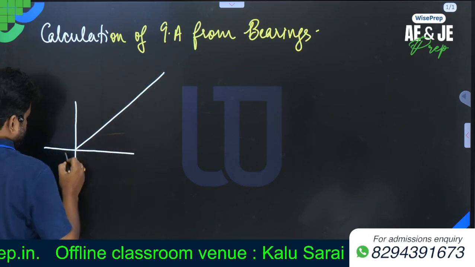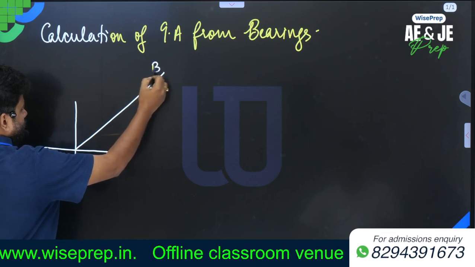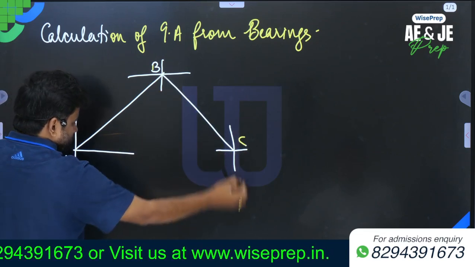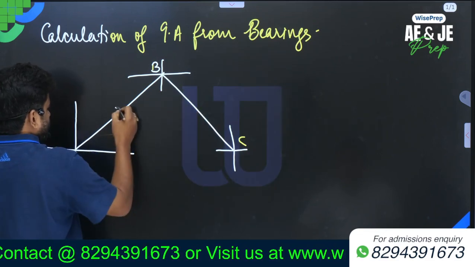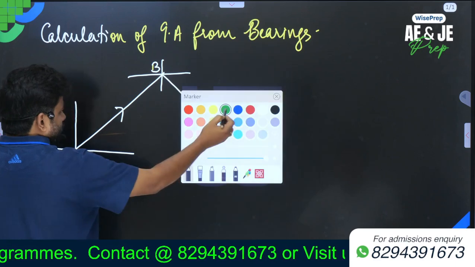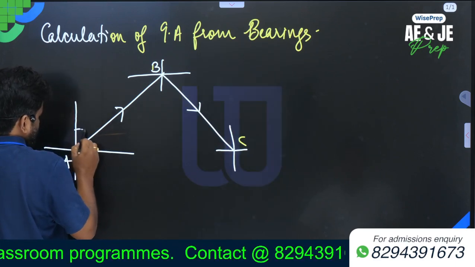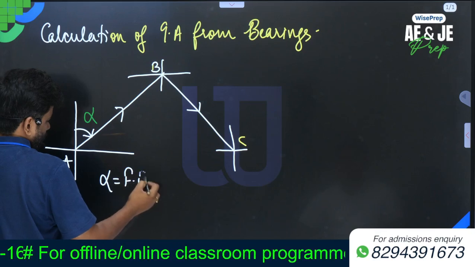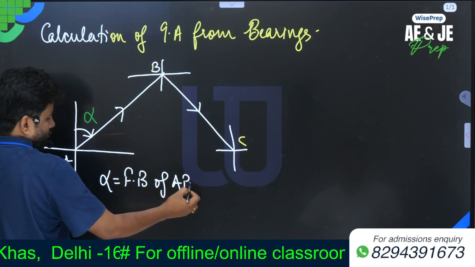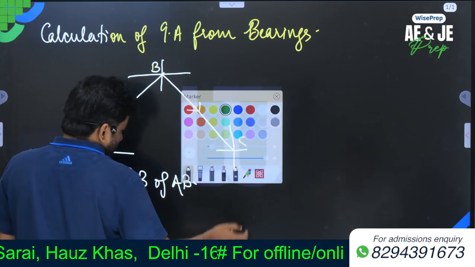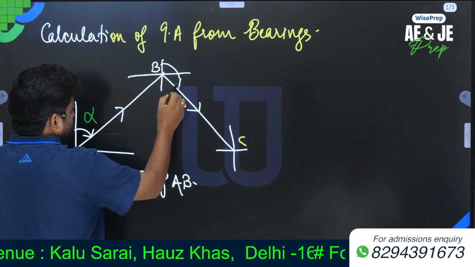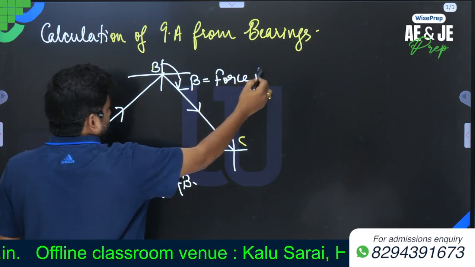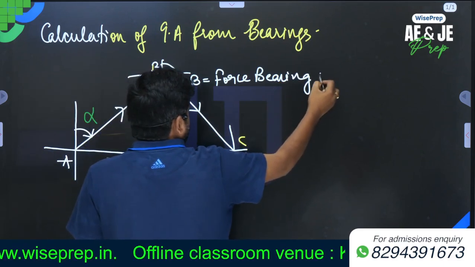I'm going from A to B, B to C. All right. A to B and B to C. So if this is alpha, so alpha is what? Forward bearing of AB. Since this is beta, forward bearing of BC. Very good.